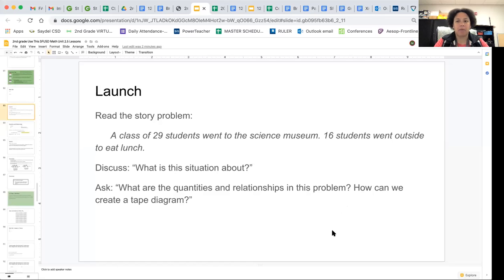The first story problem on Seesaw today is going to go like this. A class of 29 students went to the Science Museum. 16 students went outside to eat lunch. So think, what is this situation about? What are the quantities and relationships in this problem? How can we create a tape diagram to help us solve this problem?